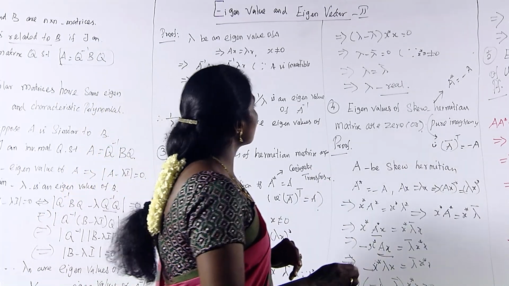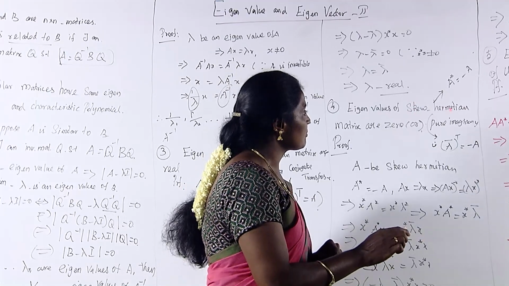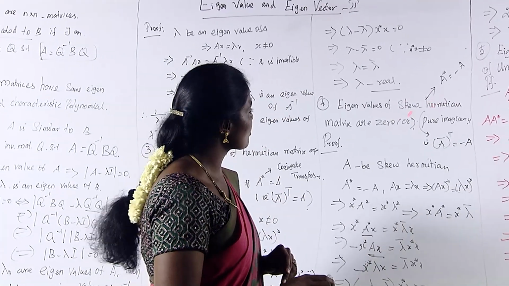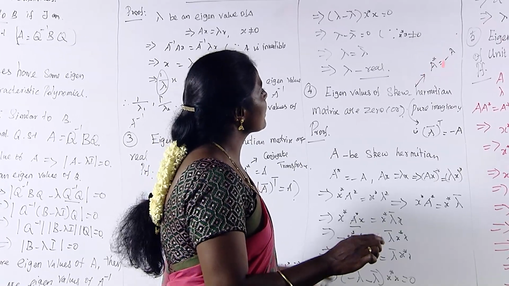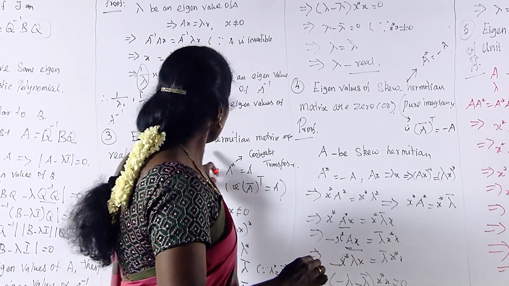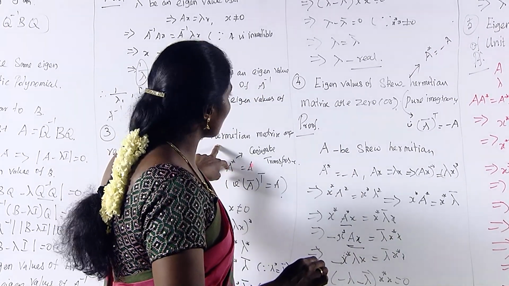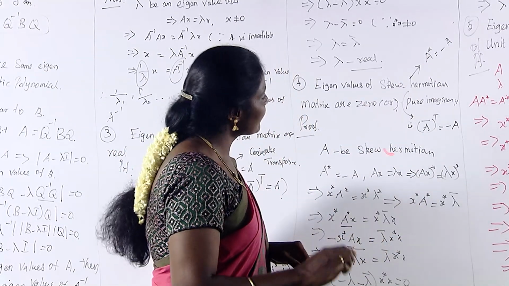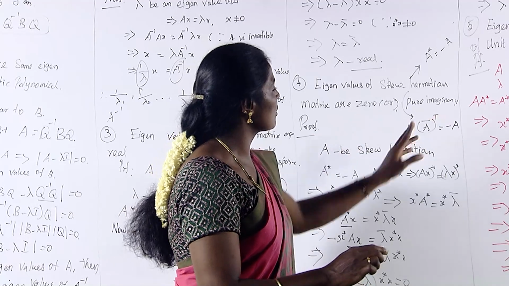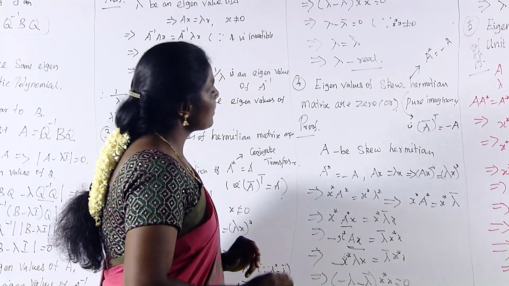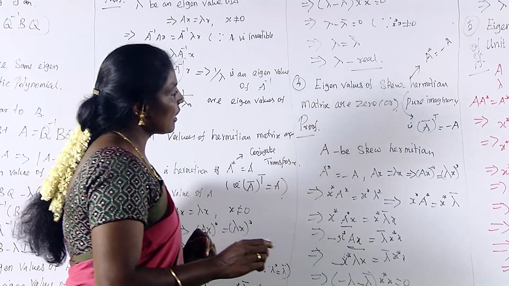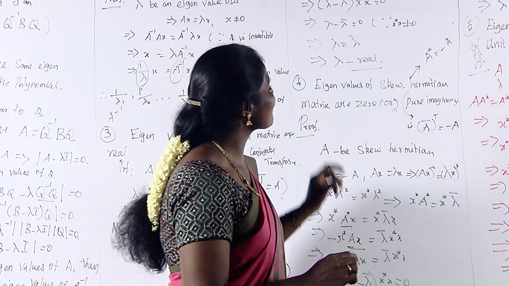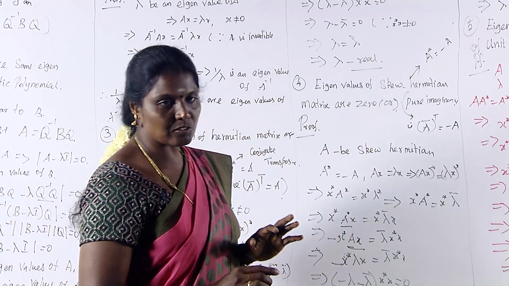And now, we are going to define another matrix, that is skew Hermitian. We already know that the matrix is skew Hermitian, that is A star equal to minus A. See, Hermitian matrix A star equal to A and skew Hermitian matrix A star equal to minus A. In other words, A bar transpose equal to minus A. Now, we are going to show that eigenvalues of skew Hermitian matrix are 0 or purely imaginary.